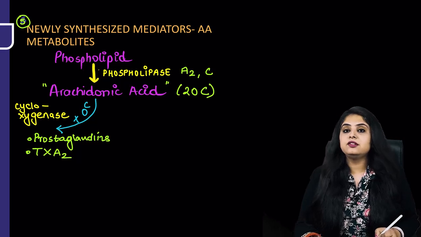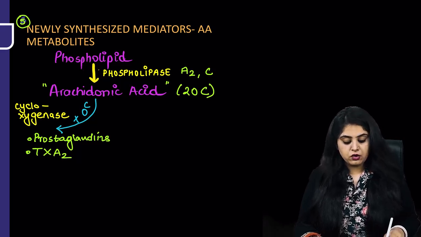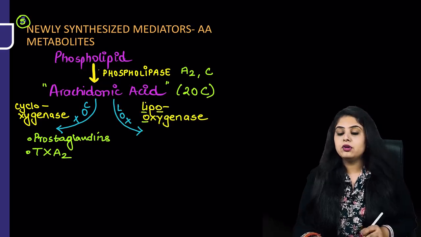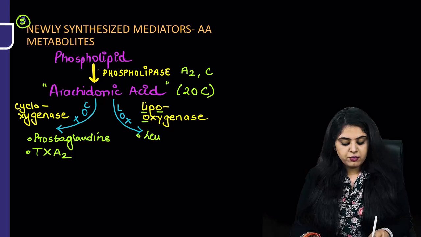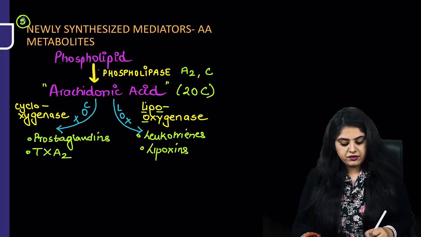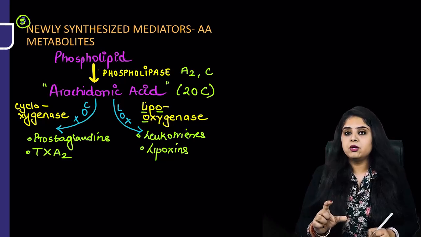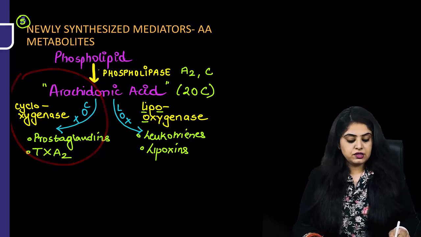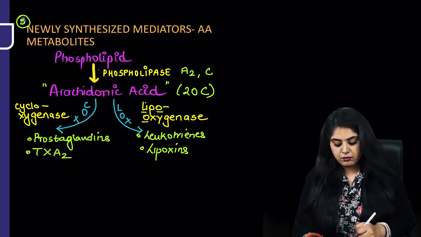So prostaglandins and thromboxane A2 are formed from the COX pathway. The other one is referred to as the LOX pathway, which is lipoxygenase, and that results in the formation of again two things: leukotrienes as well as lipoxins. So let us start studying both of them on one page along with the basic pharmacology integration. I'm first dealing with the COX pathway, which forms prostaglandins and thromboxane A2.